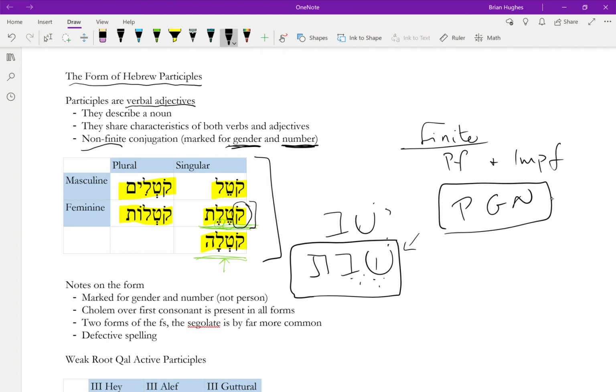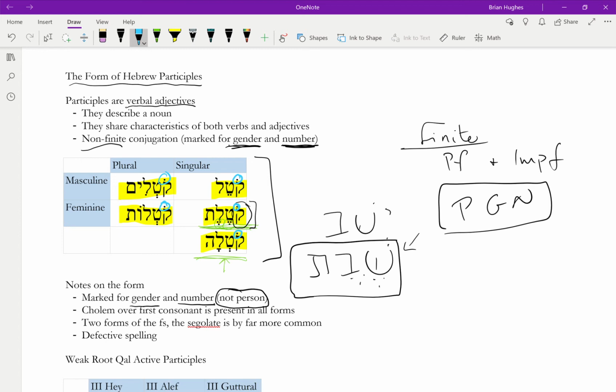Just again, the participle is marked for gender and number, not person, so we're not going to be parsing that. Notice that in all of these forms, you have a holem over the first root consonant. So that's your main diagnostic, is that holem over the first root consonant. And so it makes that O sound. So the way I remember is, oh, it's a participle. That's our diagnostic.